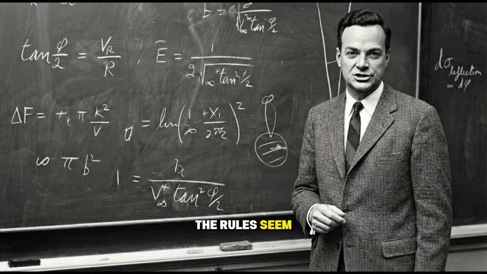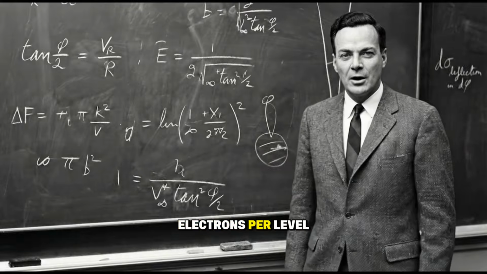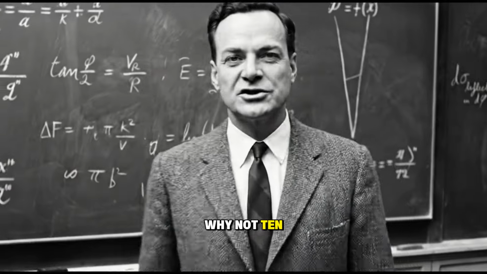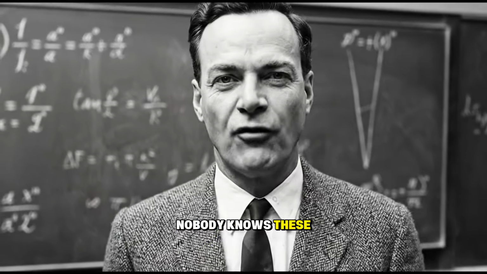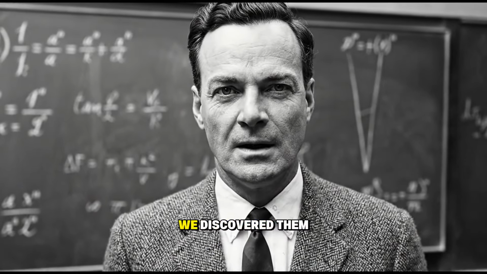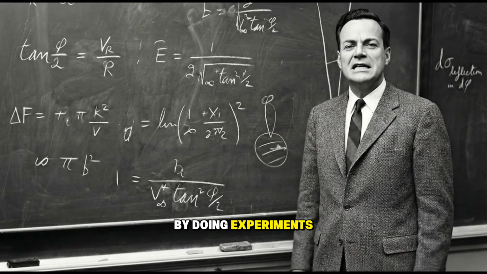The rules seem arbitrary. Why 2 electrons per level? Why not 3? Why not 10? I don't know. Nobody knows. These are the rules nature plays by. We discovered them by doing experiments. The rules work.